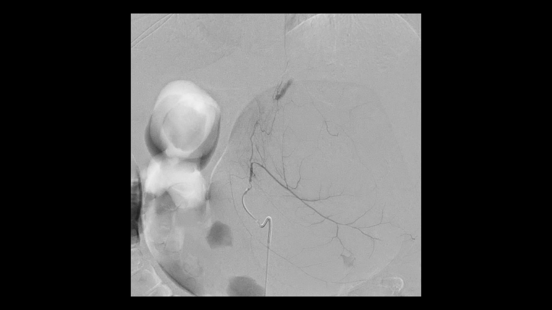All right, so we're getting into our first case here. This is a left gastric artery angiogram, and it does show some active hemorrhage.